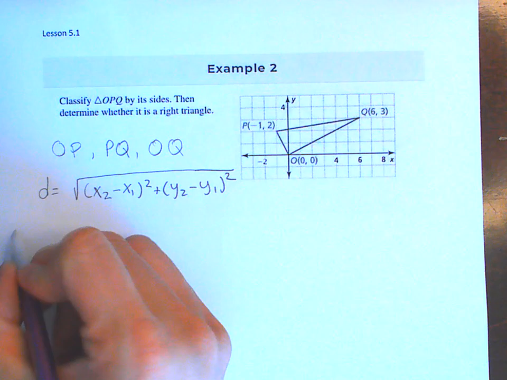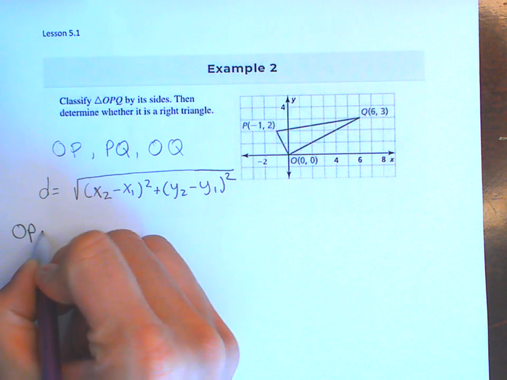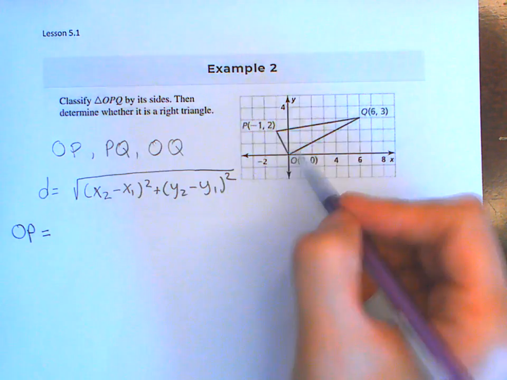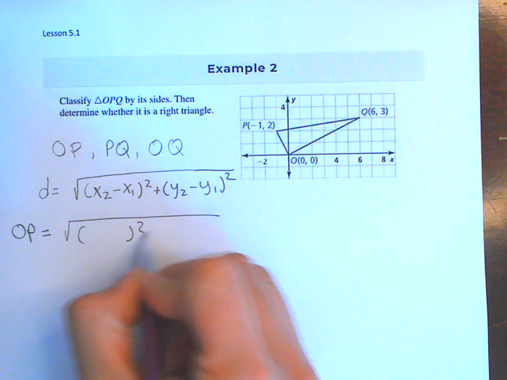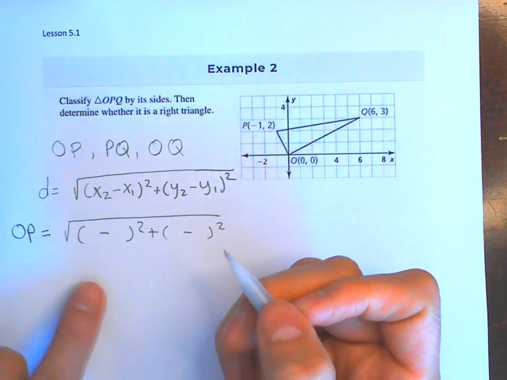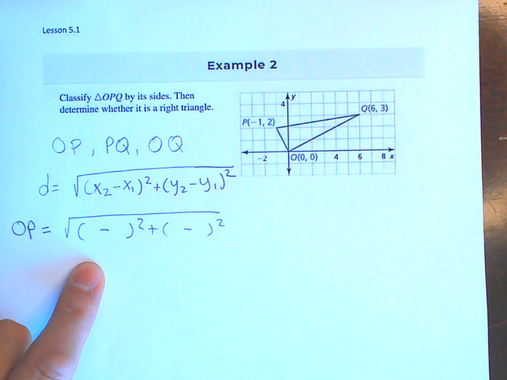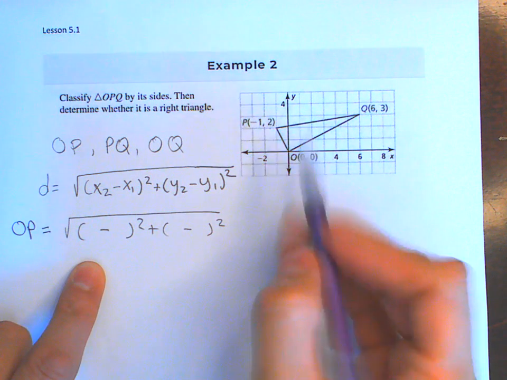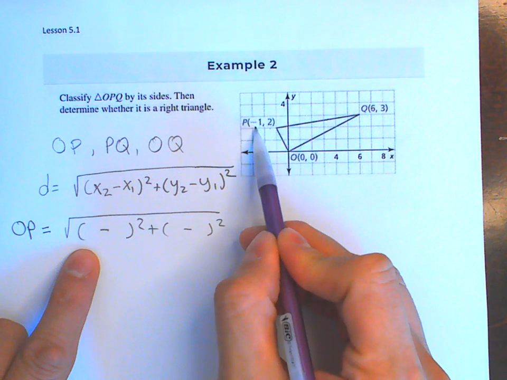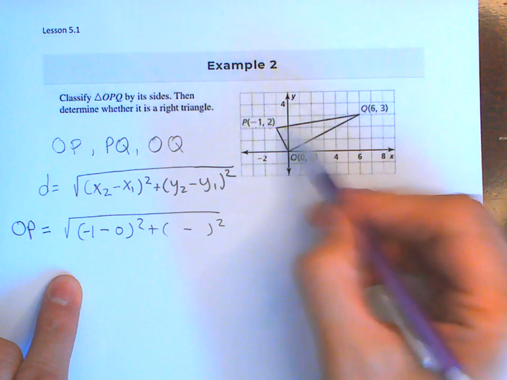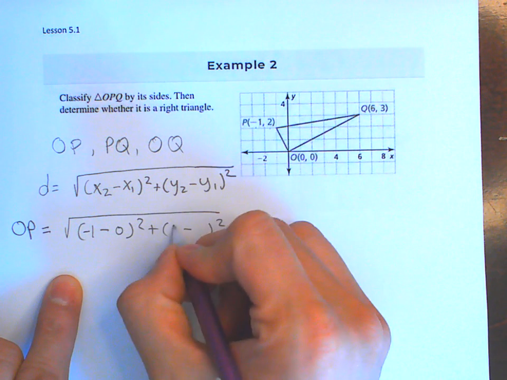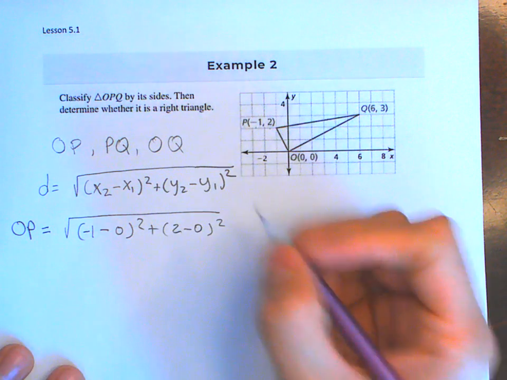So let's start with OP. Okay, so O and P. I'm going to use those two coordinates. I always like to set these up like this so that I don't forget any step. It doesn't matter which one you make your x1 and your x2. I always like to go from top to bottom, whatever you choose to do. So let's do the differences of the x's. -1 minus 0. Differences of the y's. 2 minus 0. Now go ahead and simplify.